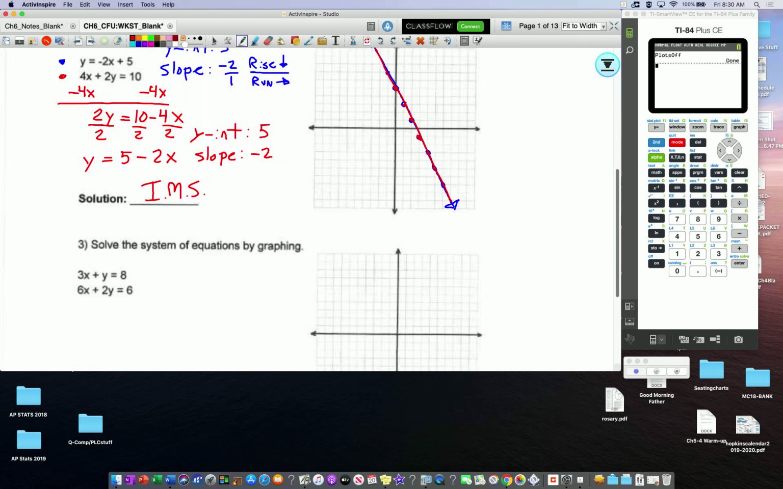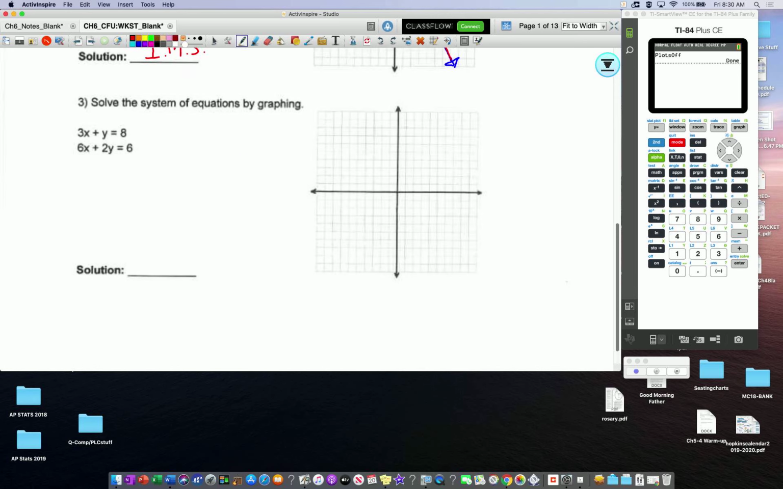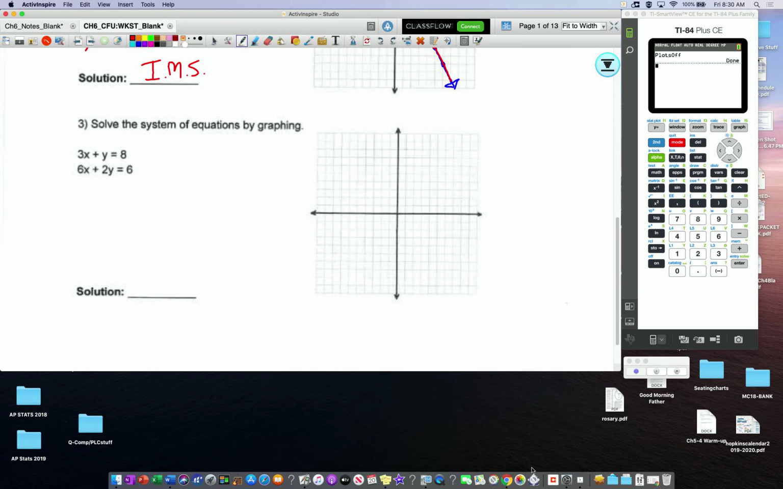All right, last one. Solve this system of equations. Wow, this one's got a lot of work to it. I have to take the first equation and get y by itself. At least the first step doesn't take too much: I just have to subtract 3x. Notice how now y is all by itself. Y equals 8 minus 3x.